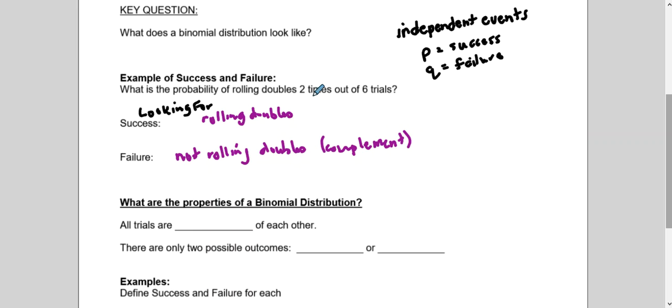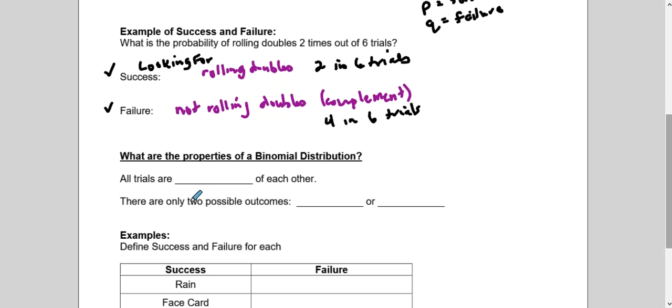In this case, we're looking at rolling doubles 2 times in 6 trials. That's how many successes we'll have. If we had 2 successes, we're going to have 4 failures in 6 trials to add up to the 6. Hopefully that makes sense as we go forward. That's the first thing: we have to know what we're looking for. And once we know what we're looking for, it helps us with the other idea.